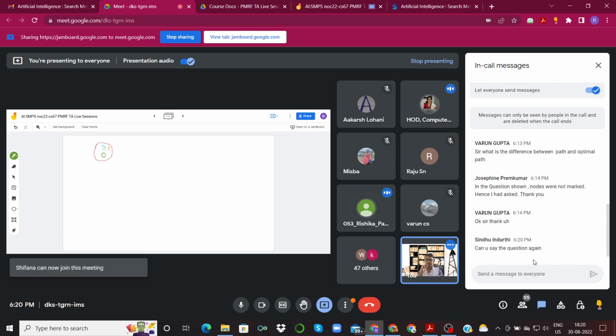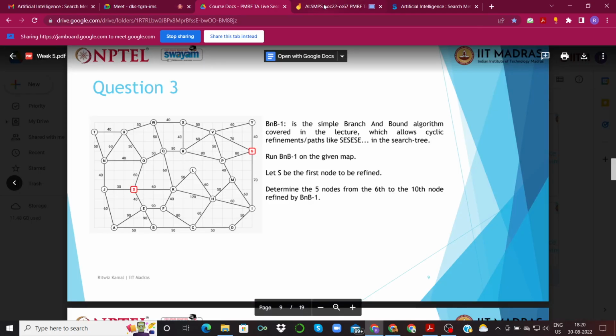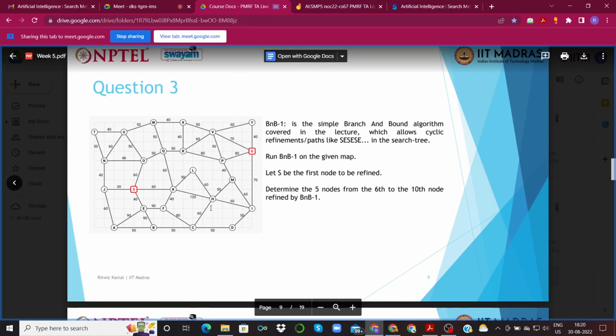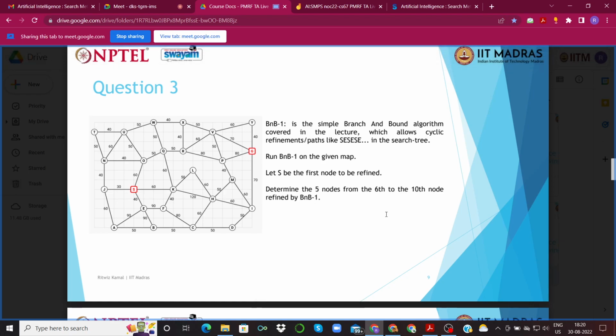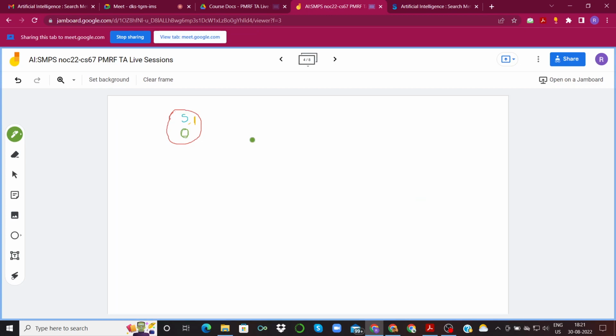Yes, sir, it is clear. Okay. So Sindhu, to answer your query, what we are trying to do here is, we are given this map. We have to start from the S node, we have to reach the goal node, and for finding the path we have to use the branch and bound method. That is the gist of the problem that we are trying to solve. So coming back to our node representation.